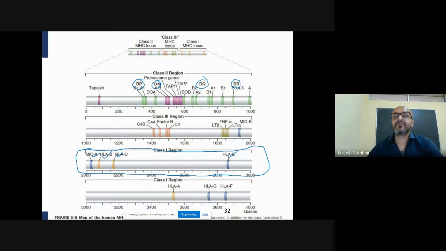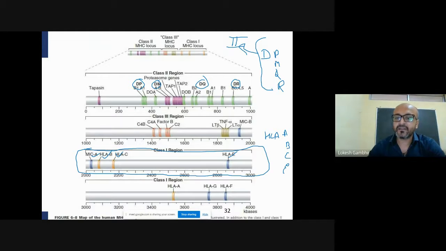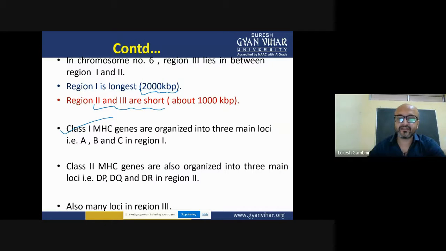That is a representation that you should always remember: if there is a symbolic nature of DP, DM, DQ, and DR, that means in immunology you are talking about class 2. Whereas if you are talking about class 1, then it will be represented in the form of HLA, human leukocyte antigen, A, B, C, or E. That is the format we always use: ABC for region 1, and DP, DQ, DR for region 2.